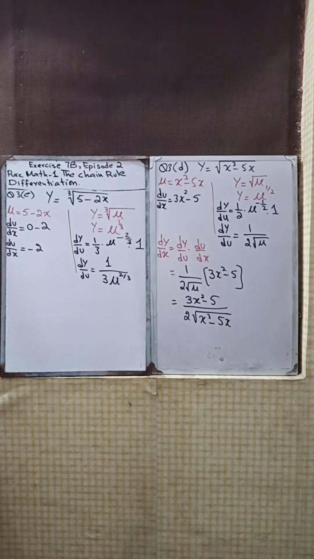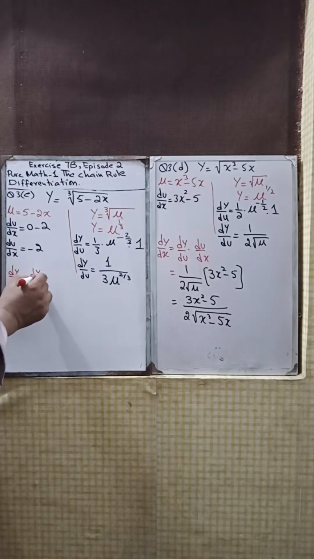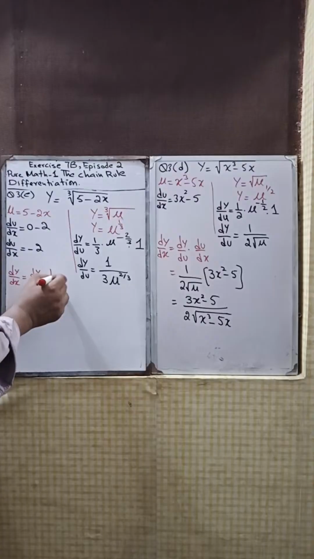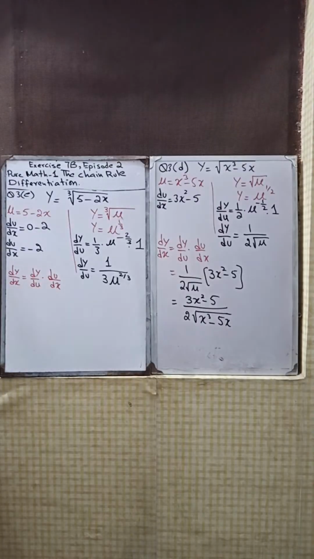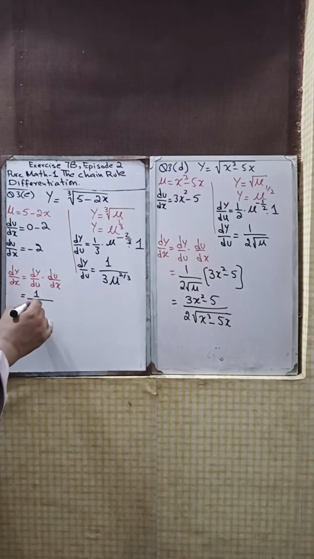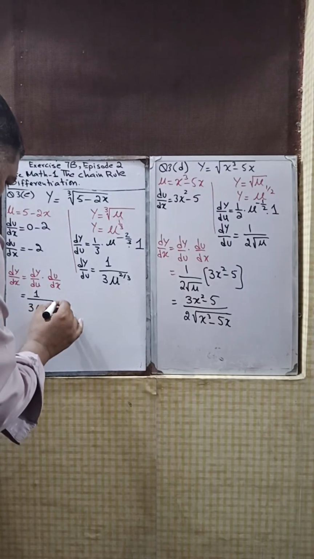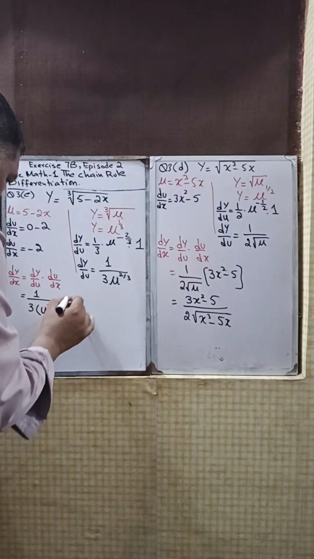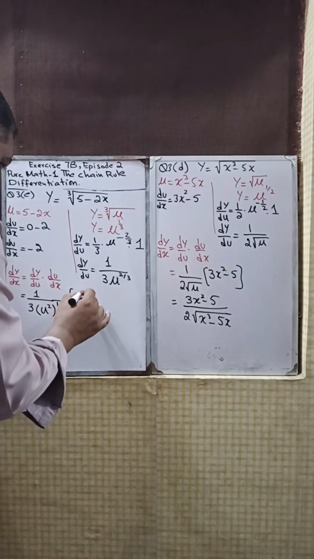Okay, so now we will apply the chain rule. The chain rule says that dy by dx will be equal to dy by du into du by dx. So we will put those values there. So this value is basically 1 divided by 3 u raised to power, this can be written as u square raised to power 1 by 3, into du by dx, which is minus 2.